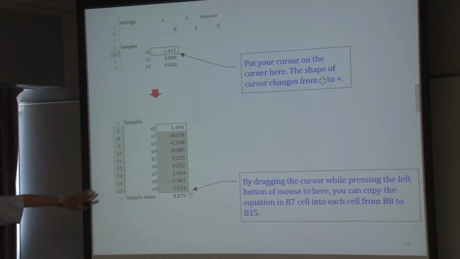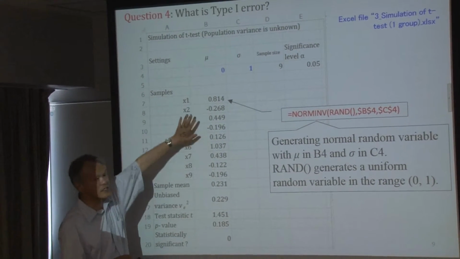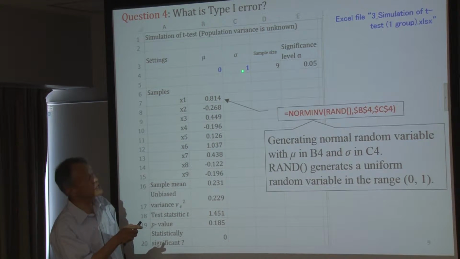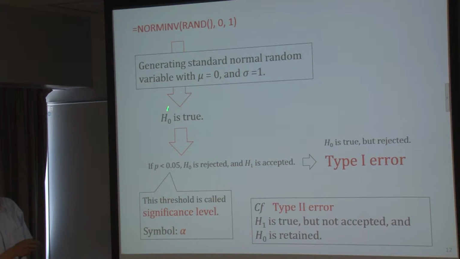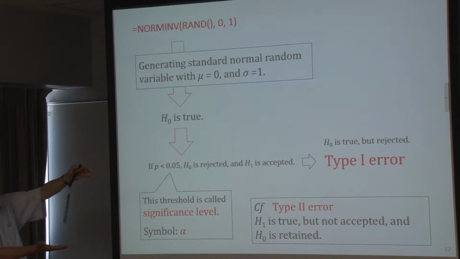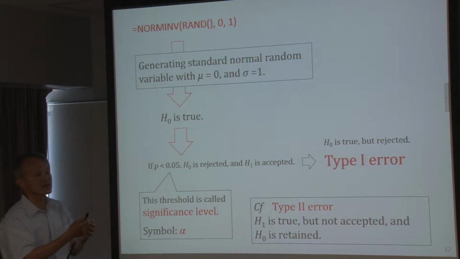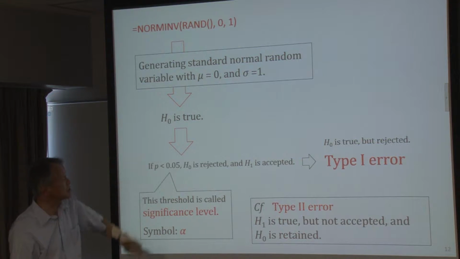So in this simulation, these random variables are generated based on mu equals 0 and sigma equals 1. This means that H0 is true, and you obtain 9 samples generated from mu equals 0. So H0 is true. But sometimes the p-value becomes very small and less than 0.05.